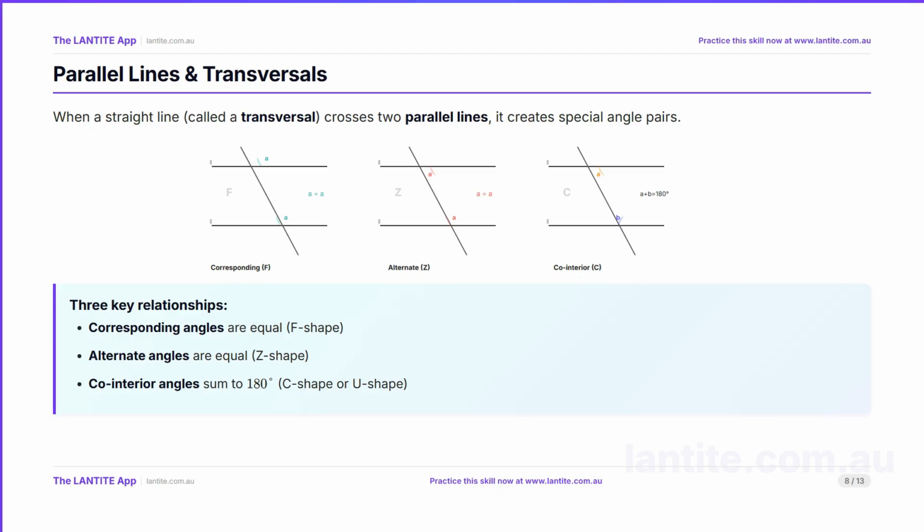When a transversal crosses two parallel lines, it creates three types of special angle pairs. Corresponding angles are in the same position at each intersection. They look like an F shape and are equal. Alternate angles are on opposite sides of the transversal between the parallel lines. They form a Z shape and are equal. Co-interior angles, also called same-side interior or allied angles, are on the same side of the transversal between the parallel lines. They form a C or U shape and add up to 180 degrees.